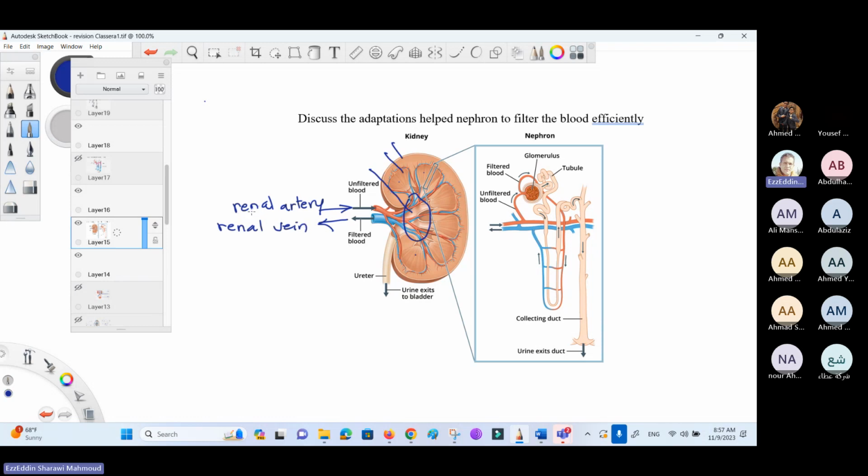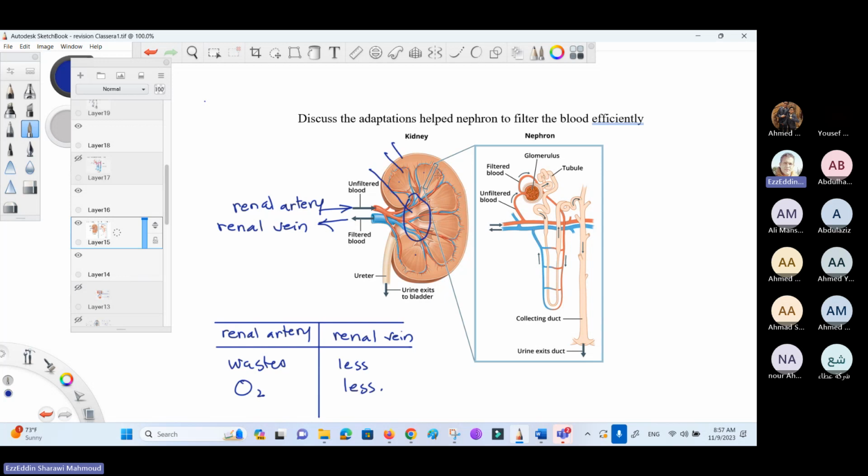To make a quick comparison between renal artery blood and renal vein blood, we make a simple table: renal artery and here renal vein. Renal artery has more wastes. Renal vein has less wastes. Renal artery has more oxygen gas. Renal vein has less oxygen gas.